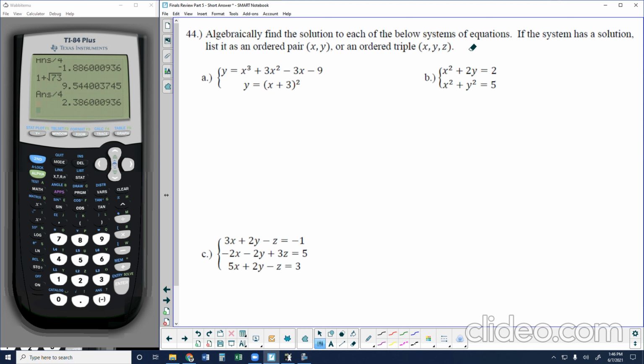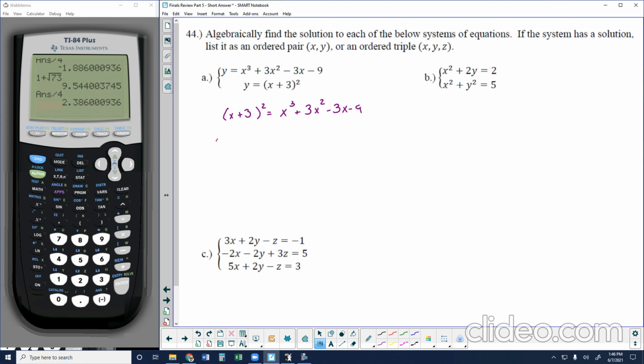In here we have two polynomial equations, both of them set equal to y. So y equals an expression in both cases. So the easiest way to solve this system of equations would be through substitution. So I could replace y, maybe the first y, and let's call this equation A, with equation B, x plus 3 quantity squared. And this would be equal to x cubed plus 3x squared minus 3x minus 9.